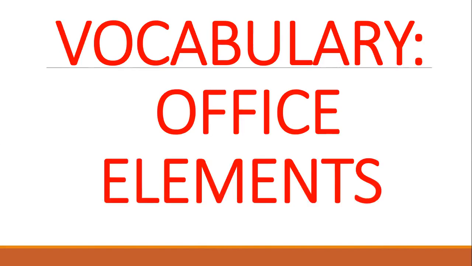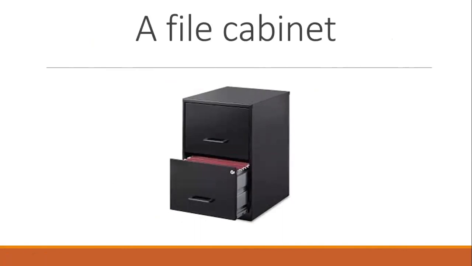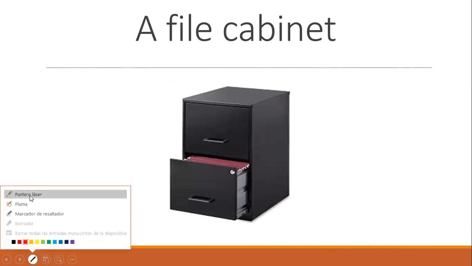Now we're starting with vocabulary, office elements. So the first one is this interesting element. What do you call this? If you have any idea, please try to tell me. It is called a file cabinet. All this is a file cabinet. These red elements are called files. And this is a file cabinet.